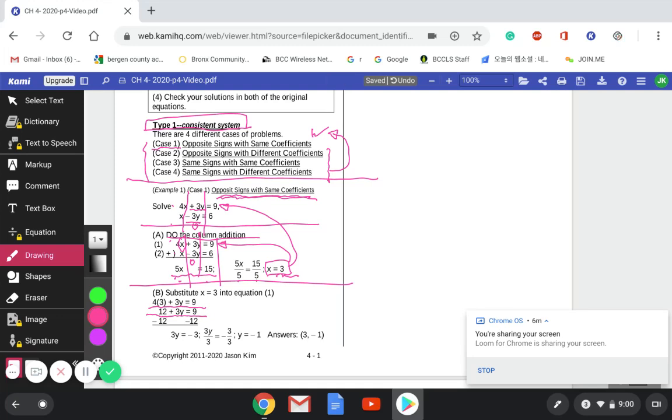So now again, you have an equation with only one variable. Then you can solve it by moving everything without the y to the other side of the equal sign by doing the opposite operation. So to move 12 to the other side, you do the opposite operation, which is minus 12 on both sides. When you do that, 3y becomes negative 3. Now you can solve for y by dividing both sides by 3. So y becomes negative 1.